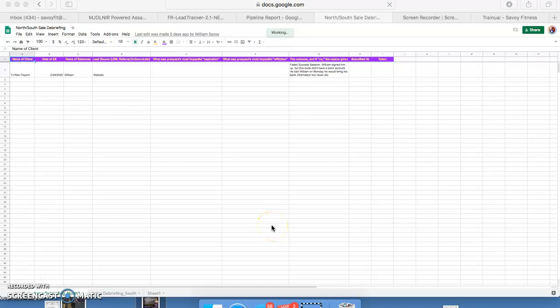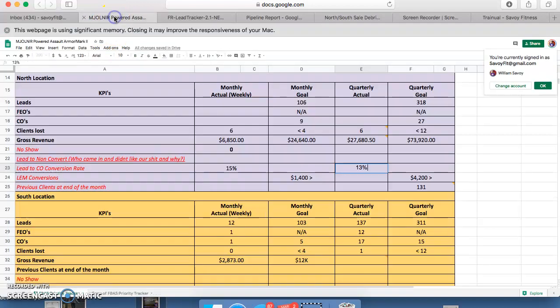Okay, guys, I want to talk to you about how to do the lead to non-convert. Basically, this report shows who came to meet with us in the gym that we didn't get to convert over. They met with us, they didn't like our core offerings, or for whatever reason, they didn't want to sign up. That is going to go under lead to non-convert.